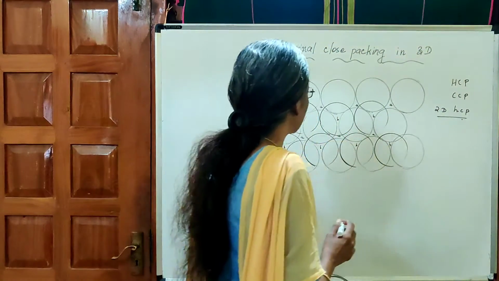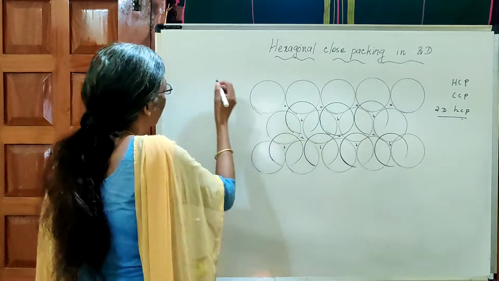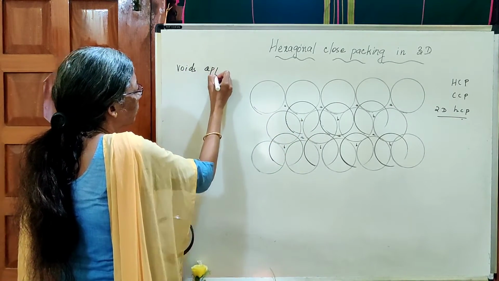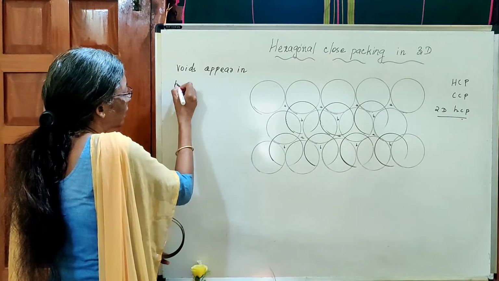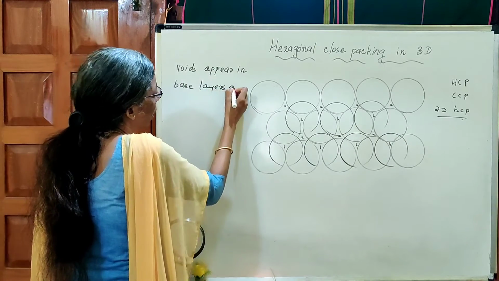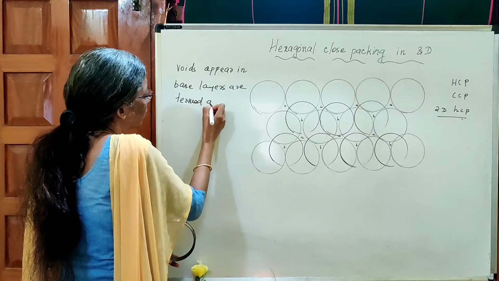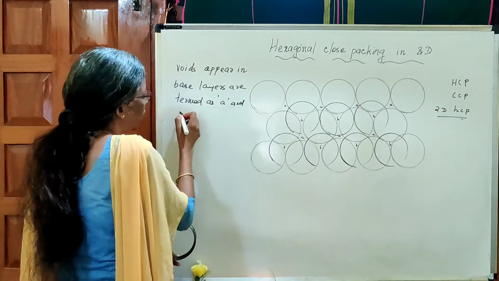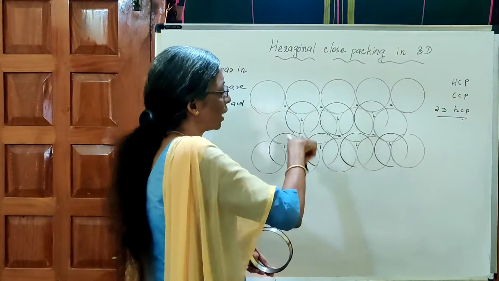Okay, so the voids that appear in the first layer, the base layer, are marked as A and B, small a and small b. Now I have placed a second layer on that one.